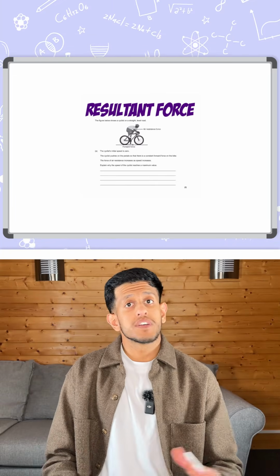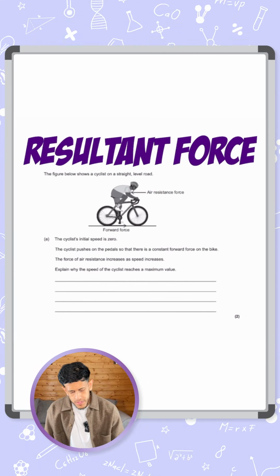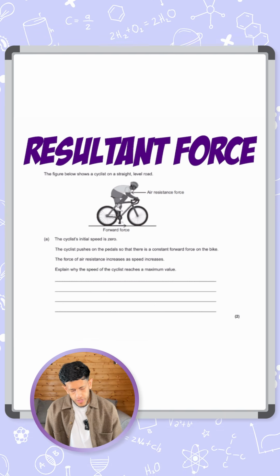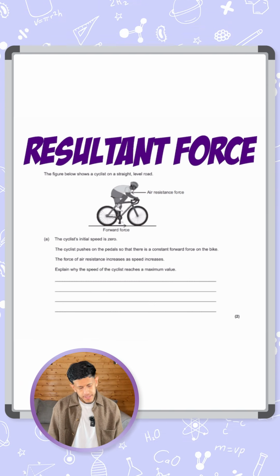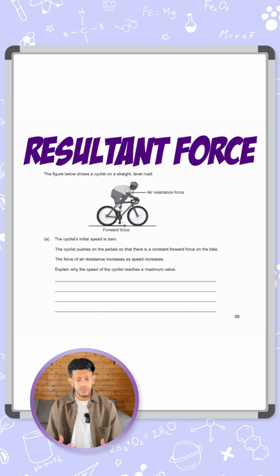Alright guys, so let's take a look at this question, which is discussing resultant force. It says the figure below shows a cyclist on a straight and level road. It says the cyclist's initial speed is 0, but the cyclist pushes on the pedals so that there is a constant forward force on the bike.